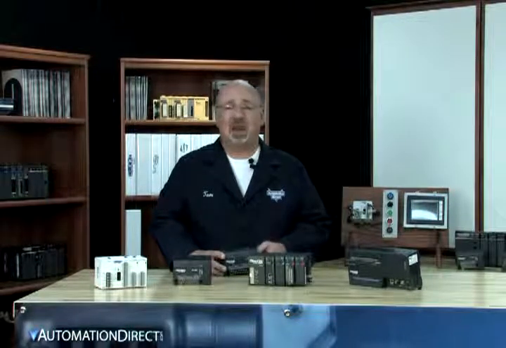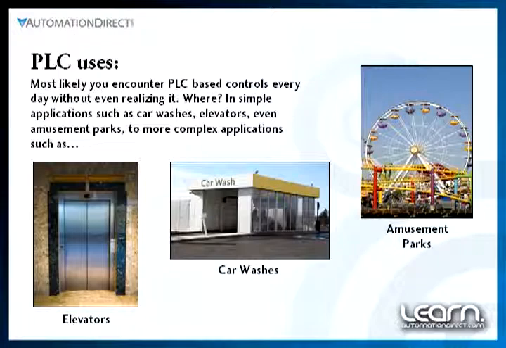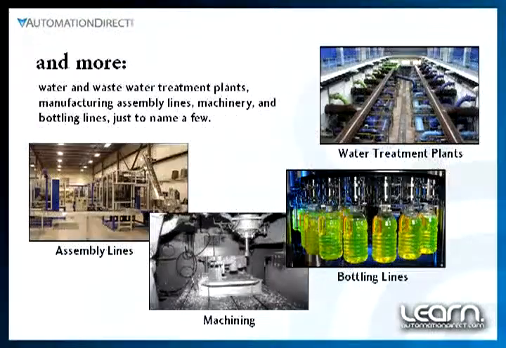Did you know you probably encounter PLC-based controls every day without even realizing it? Aside from their primary use in automating factories and processes, PLCs are also used in simple applications such as car washes, elevators, and even amusement parks. More complex PLC applications include water and wastewater treatment plants, manufacturing assembly lines, machinery, and bottling lines, just to name a few.